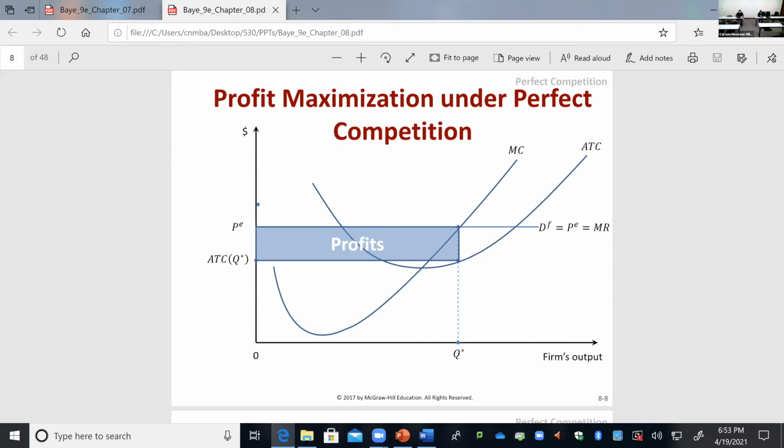Price equals marginal cost. In this case, where is price equal to marginal cost? It's where the two intersect. Here is price at P equilibrium, and then here's marginal cost. Where does it cut it? At this point. Which quantity does that correspond to? Q star. So what is Q star? The profit maximizing quantity for the competitive firm.